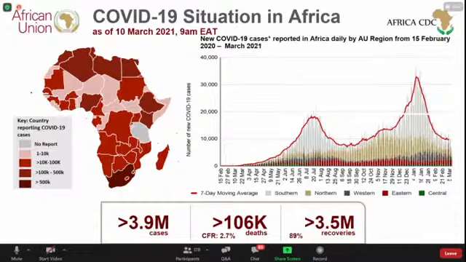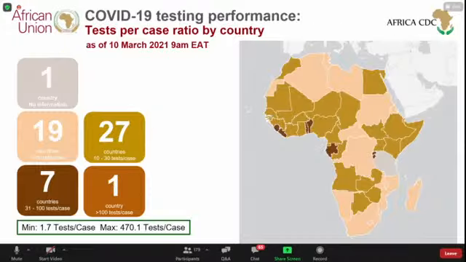There are over 3.9 million cases and 106,000 related deaths, with a case fatality ratio of 2.7. 27 countries have 10 to 30 tests per case. 7 countries have 31 to 100 tests per case, and only 1 country has 100 tests per case. Thank you.